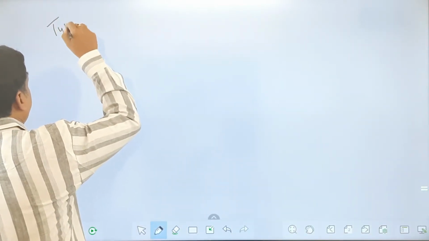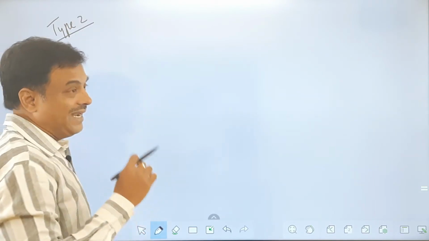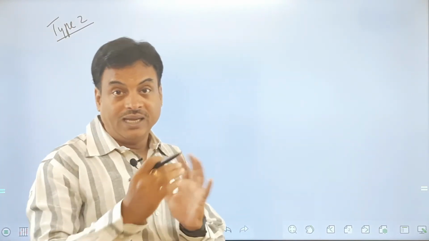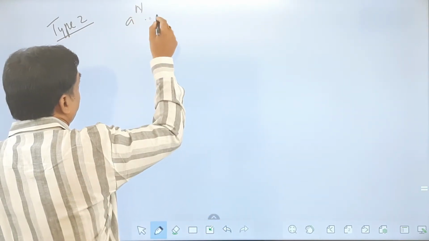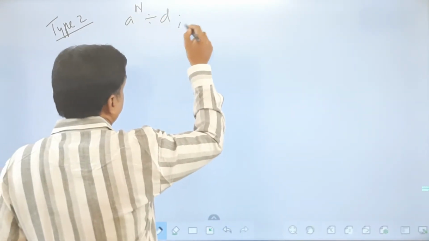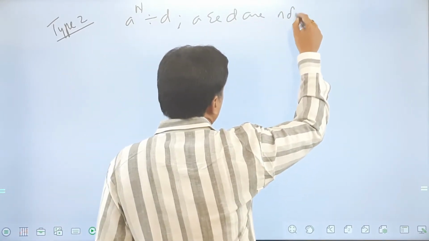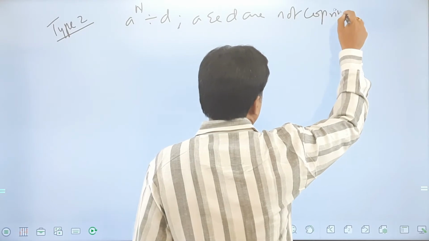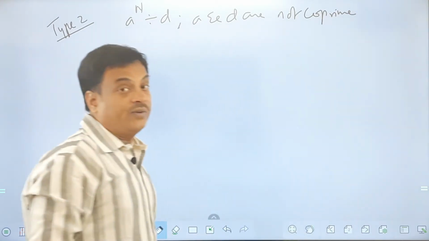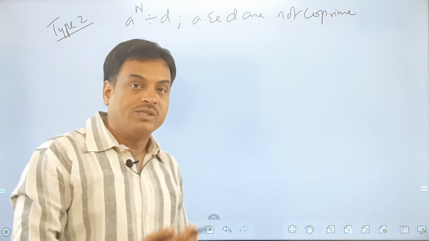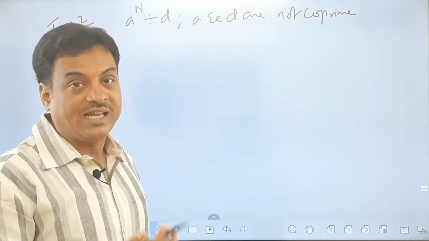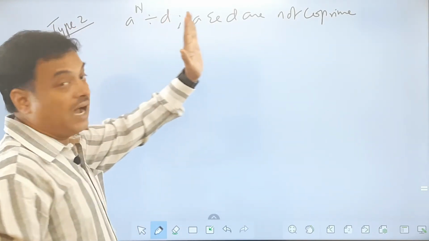What is type 2 questions? If you observe the definition of type 1, a to the power of n when divided by d, a and d are co-primes. Here a to the power of n divided by d, and here a and d are not co-primes. The other word for co-primes is relative primes. If they are not relative primes, then what should I do? So a and d are not co-primes.